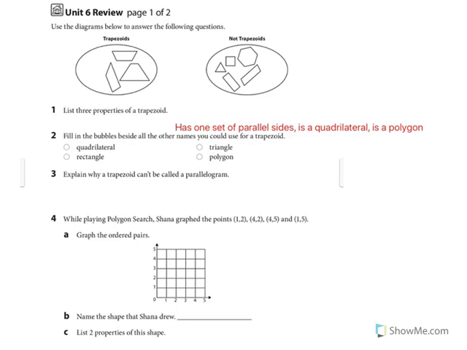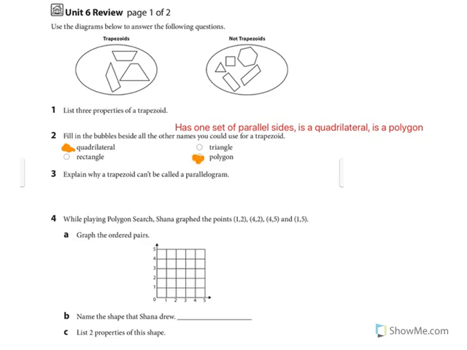Now, number 2, fill in the bubbles beside all other names you could use for a trapezoid. Well, I know I can call it a quadrilateral, has 4 sides. I can't call it a rectangle. I can't call it a triangle because it has 4 sides, not 3, but I can call it a polygon, so I would fill in both of these.